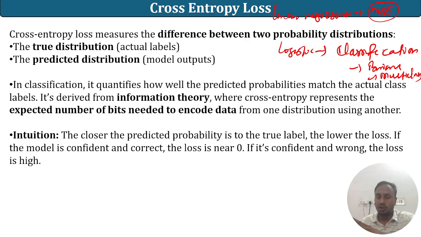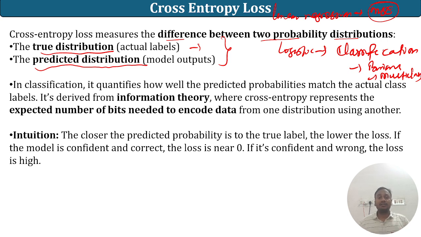To measure the effect, we introduce what we call cross entropy. Cross entropy loss is a measure of the difference between two probability distributions. The first one is the true distribution, and the other is the predicted distribution based on the data we have. So that cross entropy should be minimal.